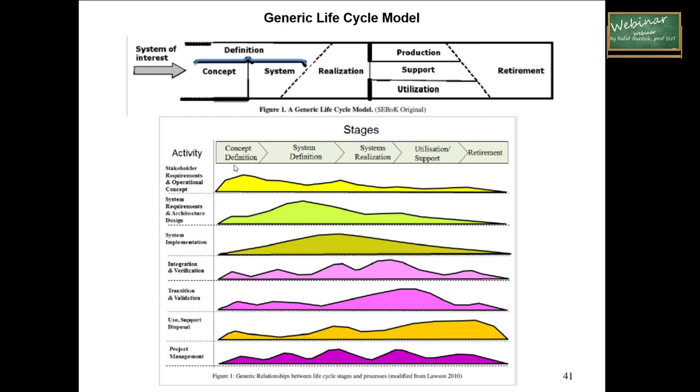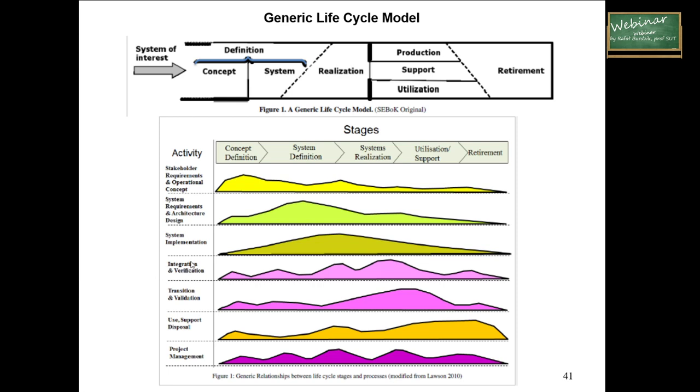So the highest volume of stakeholder requirements and operation concept has to be in the concept stage, yes, but also when you are after the system definition, you should check again if it corresponds with the requirements of the stakeholders, and it is decreasing in the next stages of the system. Next we've got system requirements. So the system requirements and the designing of the system, of course, are a huge factor in the system definition stage. System implementation goes from the system definition to the system realization.